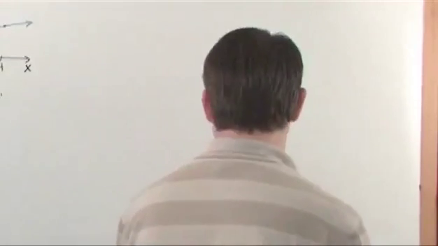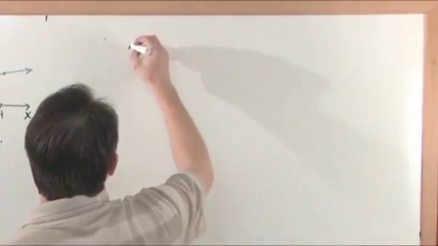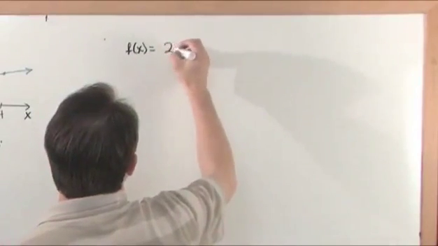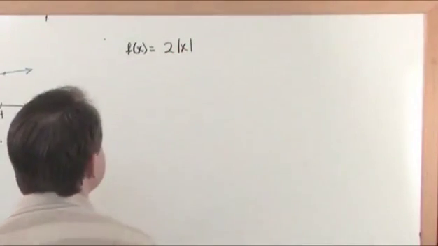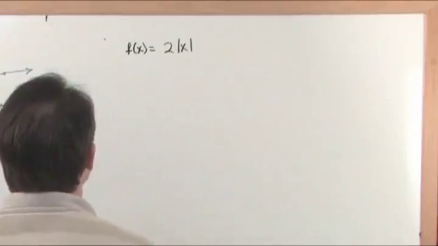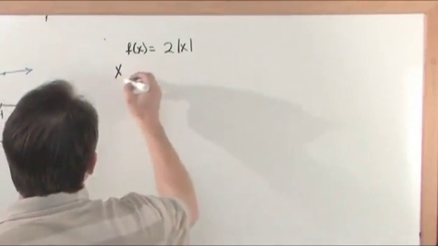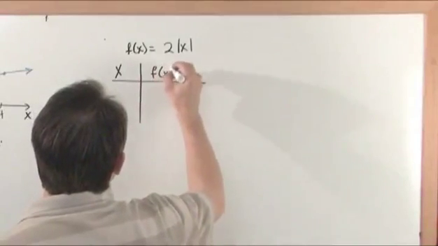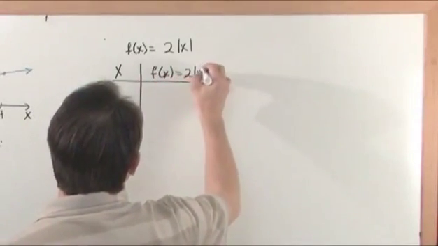We'll do one more, and we'll say, what if your function is f of x equal to 2 times the absolute value of x? Okay? Well, what we would do is we would put a table of x, and then f of x is equal to 2 times the absolute value of x.